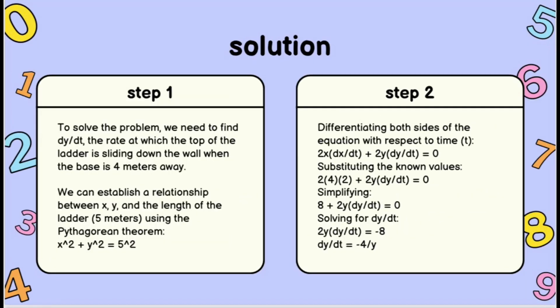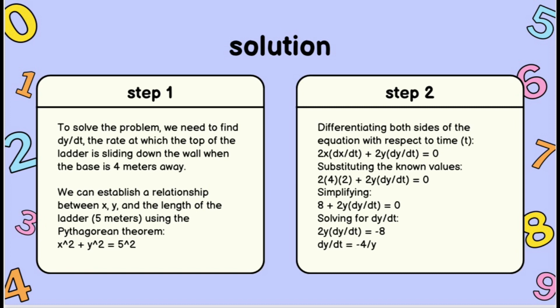Step 1. To solve the problem, we need to find dy over dt, the rate at which the top of the ladder is sliding down the wall when the base is 4 meters away. We can establish a relationship between x, y, and the length of the ladder, which is 5 meters, using the Pythagorean theorem. x squared plus y squared equals 5 squared.